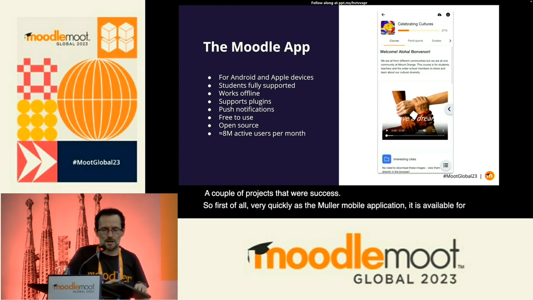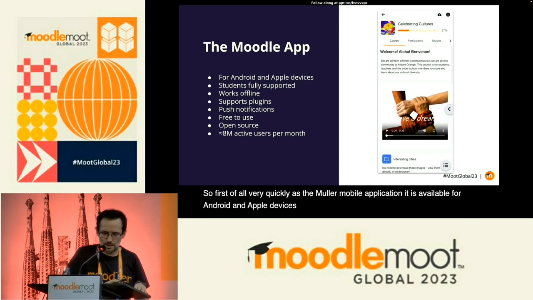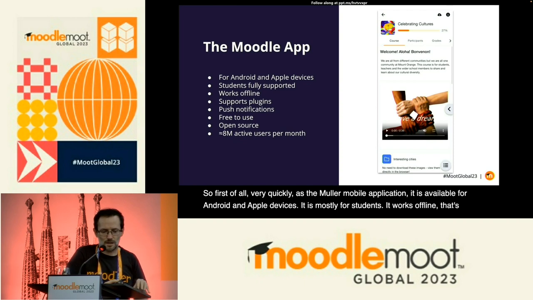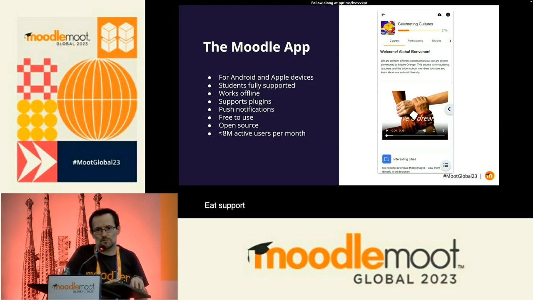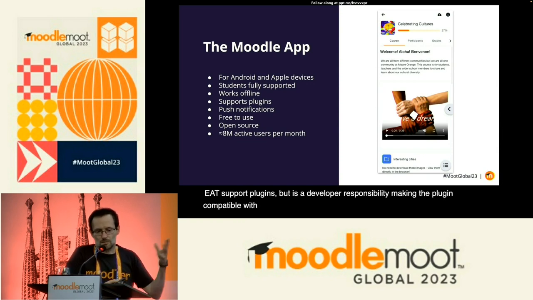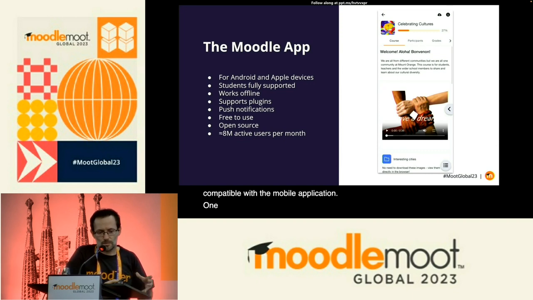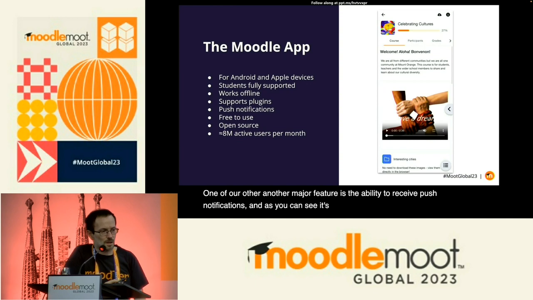So first of all, very quickly, as you know, the Moodle Mobile application is available for Android and Apple devices. It is mostly for students. It works offline. That's one of its main features. It supports plugins, but it is the developer's responsibility to make the plugin compatible with the mobile application. Another major feature is the ability to receive push notifications, and as you can see, it's free to use, and the code is open source.